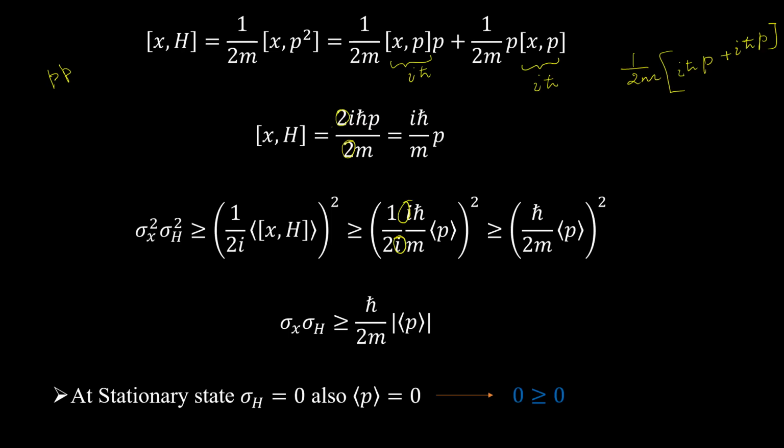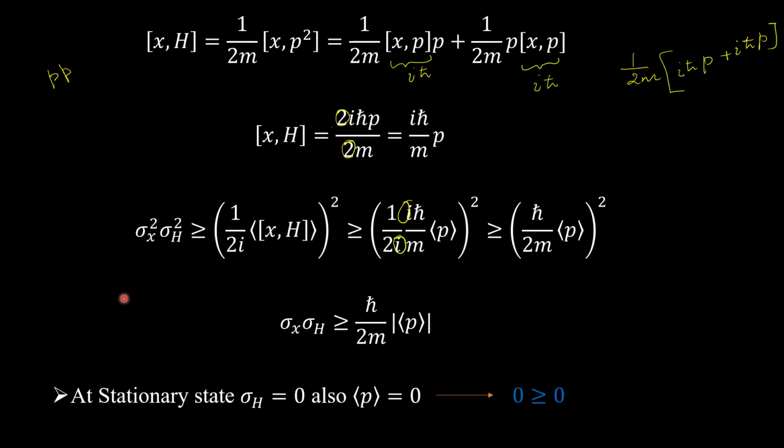So now what you will get in the numerator is h cross, and in the denominator you have 2m. H cross over 2m, the expectation value of p whole square. Now sigma x and sigma h is greater than or equal to h cross over 2m, the modulus of the expectation value of p, because we are taking the square root. Why we are putting the modulus is that uncertainty is always a positive quantity.